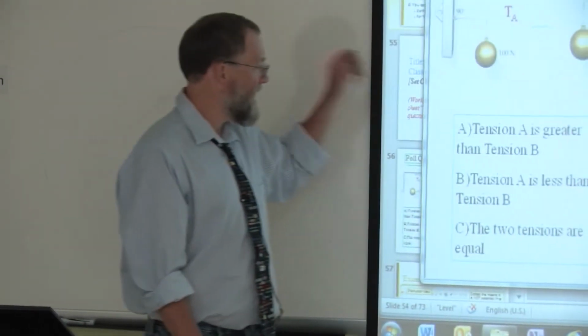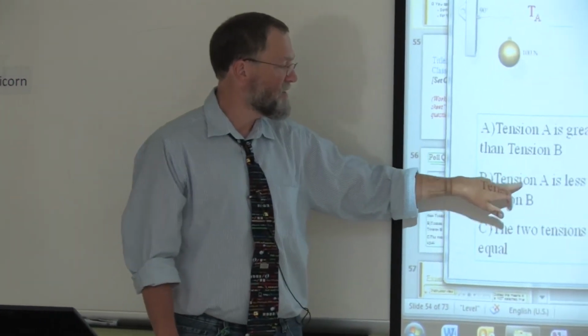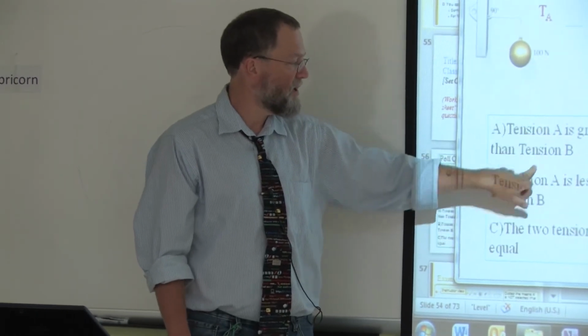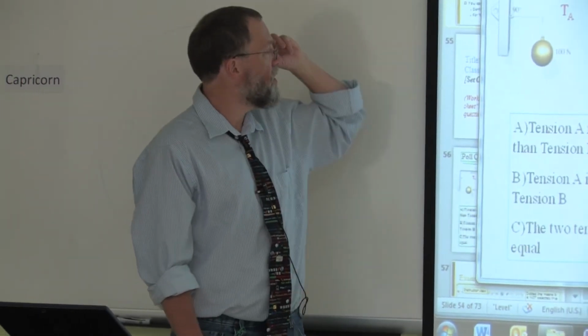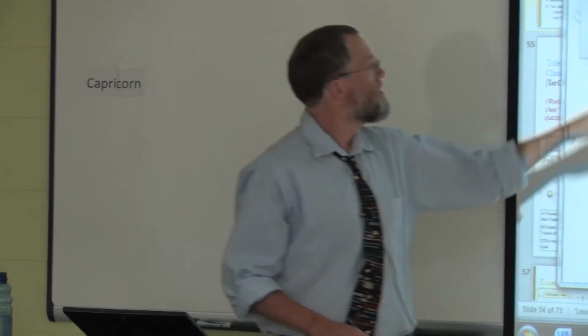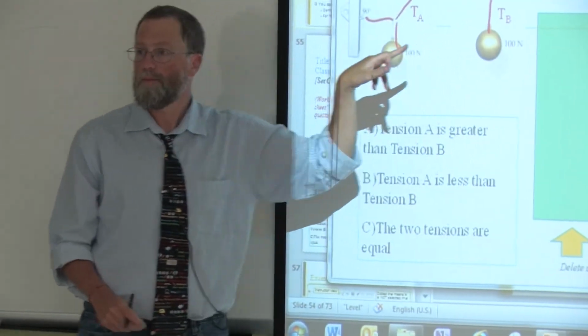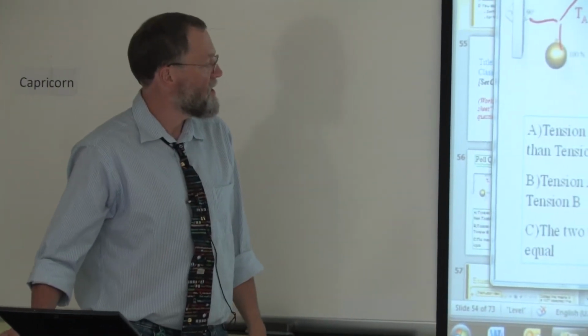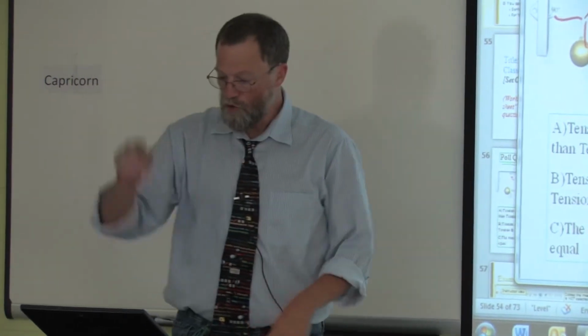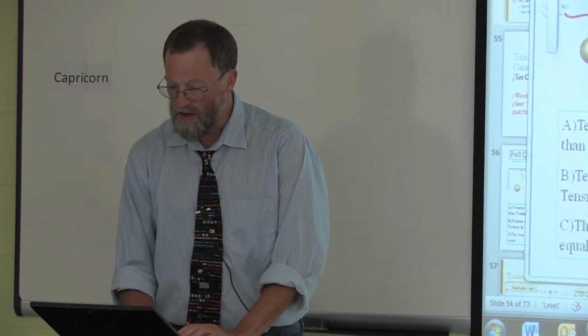So the question is, which one? Tension A is greater than tension B, tension A is less than tension B, tension A is greater than B, less than B, or the two tensions are equal. It's not clear on the slide, but there are lines right here, here, and here. Not this one. So that's tension A and that's tension B. Okay, so which is it? How do we answer it? You should see the little buttons A, B, and C. If you get those, then you can make your choice, A, B, or C.